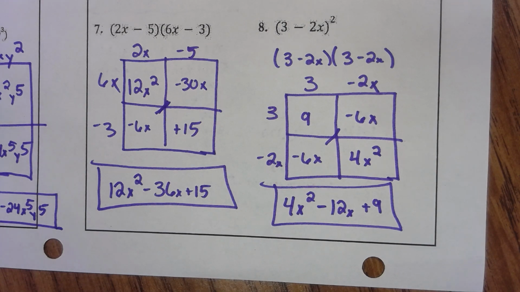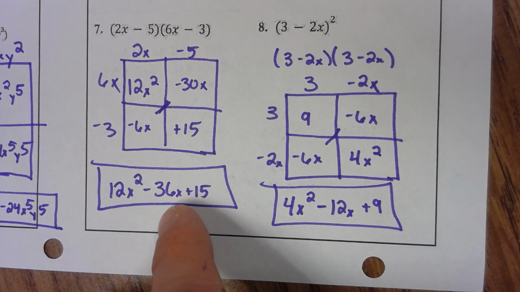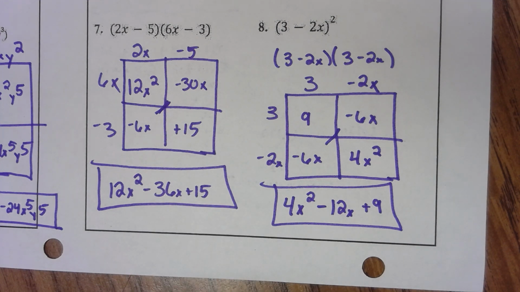Second. So 7, again, nothing really to kind of mention here. Nothing odd that happens. You should end with 12x squared minus 36x. I'll bring it to you.